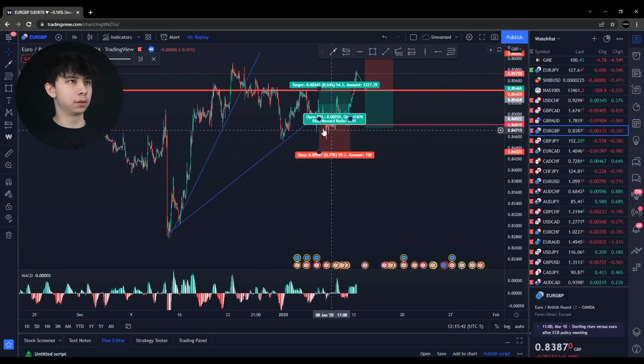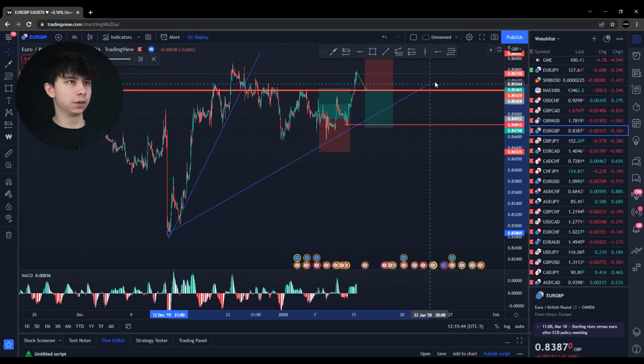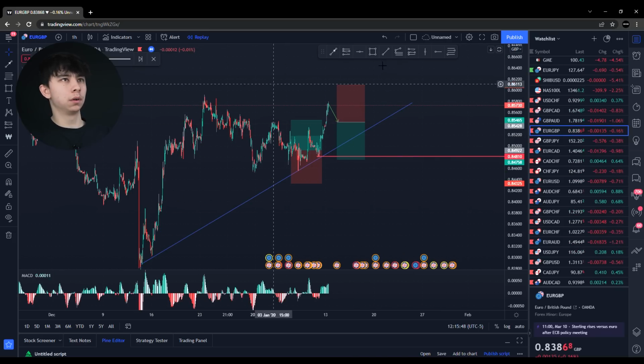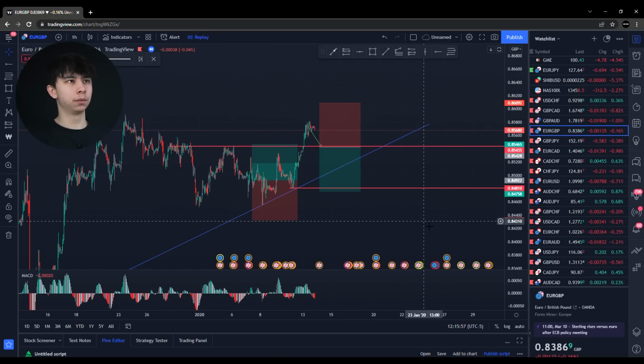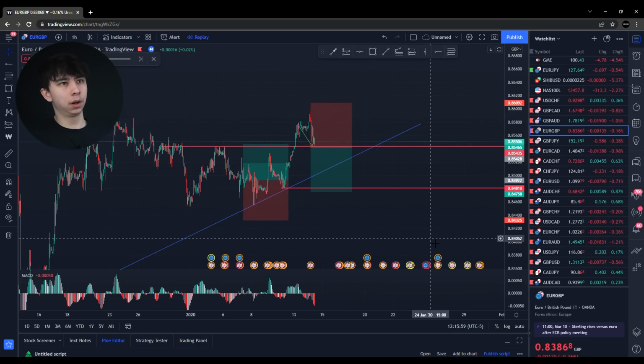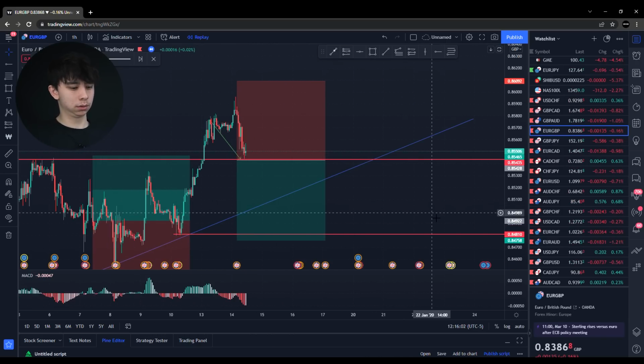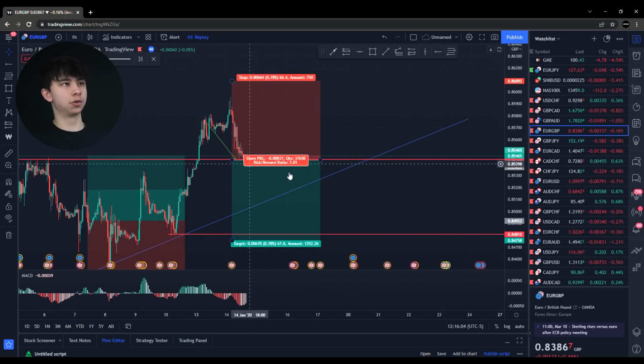Let's see if we have anything else going on. We could adjust this trend line. Cool. So I think that's all for now. And we will see what happens here. Cool. So price comes up a little bit. Now comes right into our, oh, not quite. There we go. Now we're in the trade.